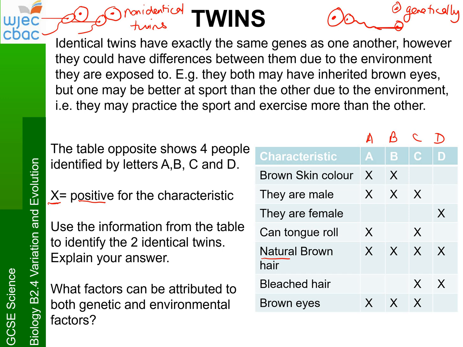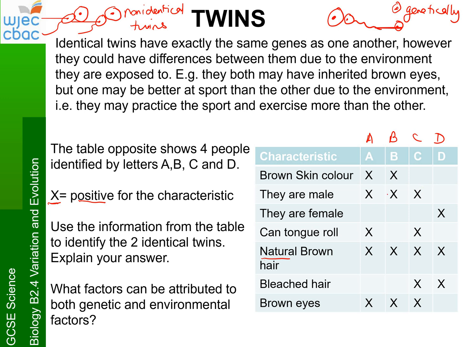So, did you find that it was twin A and B? If you did, that's wrong. The reason why A and B cannot be twins, even though they're both male, they both have brown skin, they both have brown hair, and they both have brown eyes, is that one can tongue roll and one can't. Tongue rolling is an inherited feature. It has absolutely no use to you whatsoever, but you cannot learn how to tongue roll. So B cannot be the twin of A. Instead, it has to be C.